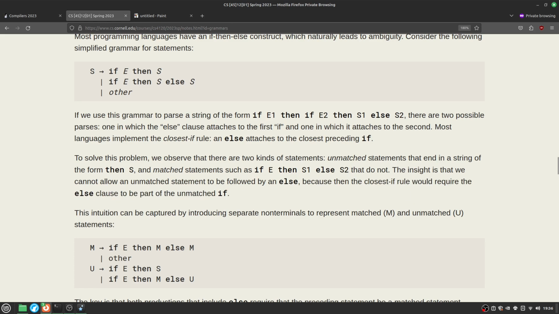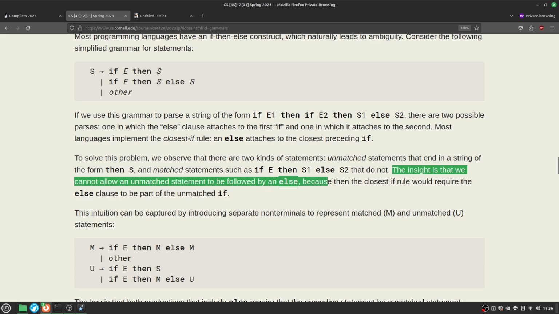So unmatched if statements end in a string of the form then S. Matched statements such as if E then S1 else S2 have an else. The insight is that we cannot allow an unmatched statement to be followed by an else, because then the closest if rule would require the else clause to be part of the unmatched if.